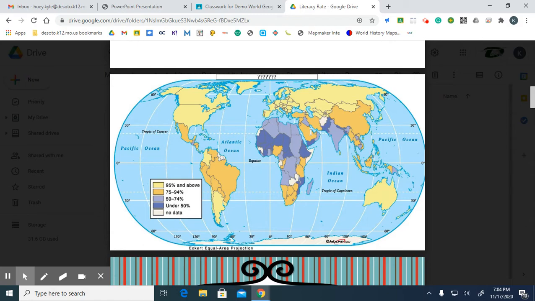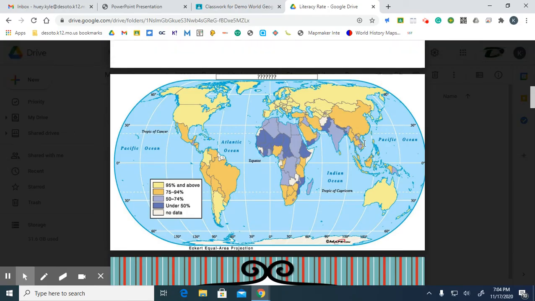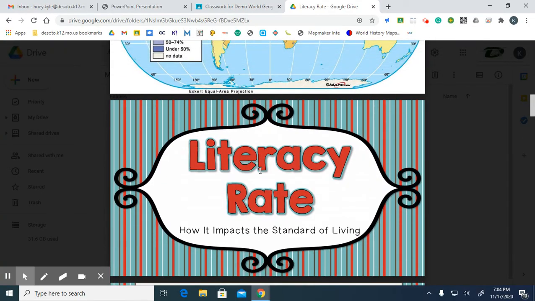Any guesses on what this map is showing? I understand that it's hard to tell what the map is showing without a map title, and I have some question marks up there to take the place of the title. So I just gave you a second to think about it. Hopefully, you can draw in what we discussed in the previous lesson on economic growth, because this map is showing you the literacy rates of the countries around the world.